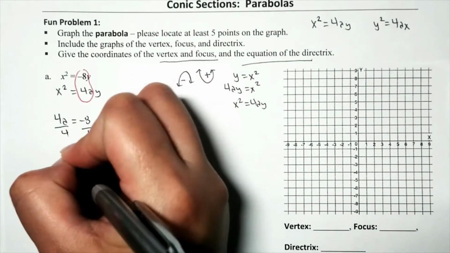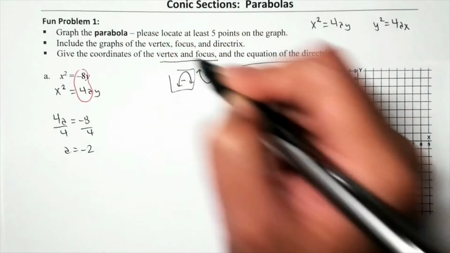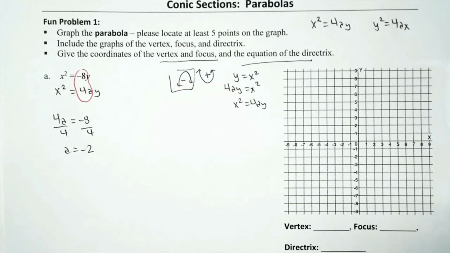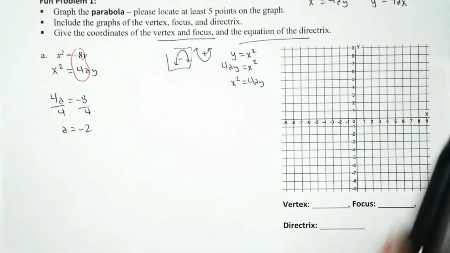After we divide both sides by 4, that will give us a equals -2. Because a is negative, the parabola is going to open down. What I'm going to do right now, you totally don't have to do. You can just do graph it, and it'll spit out what I ask you to find. But I'm going to do a really rough sketch first, and then we're going to graph it.